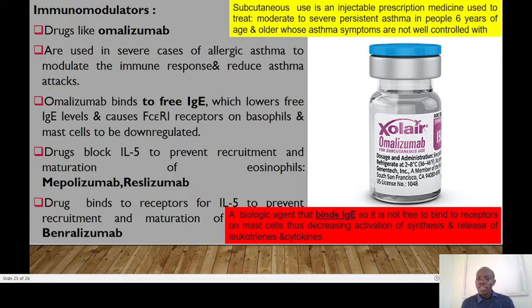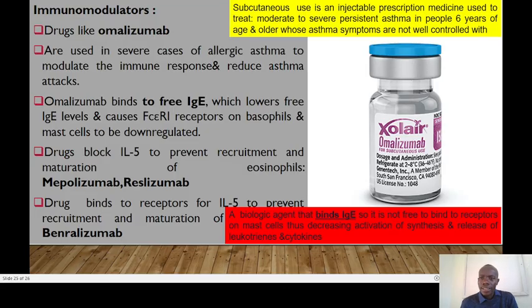We also have other types of immunomodulators like mepolizumab and reslizumab. These are drugs that normally block interleukin 5 to prevent recruitment and maturation of eosinophils. We also have another one, benralizumab. This is a drug that will bind receptors for IL-5 to prevent recruitment and maturation of these eosinophils.